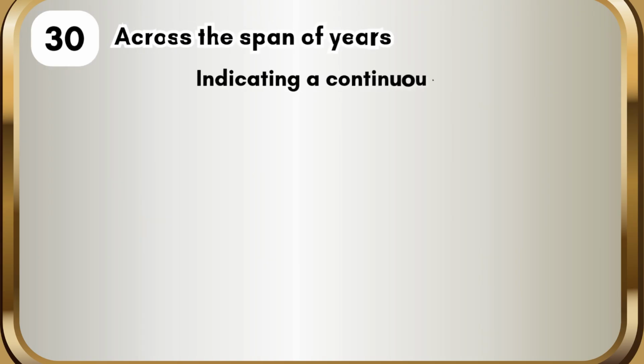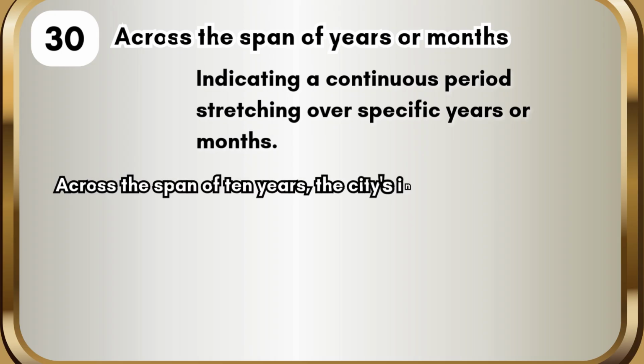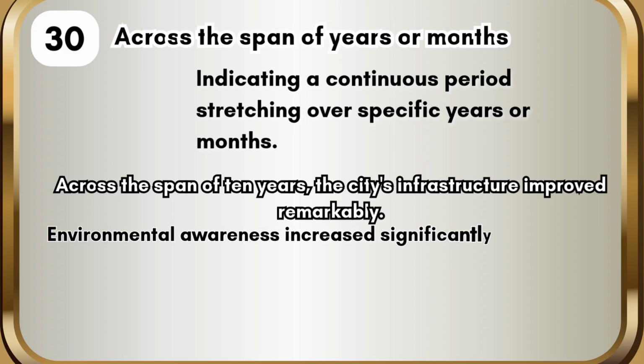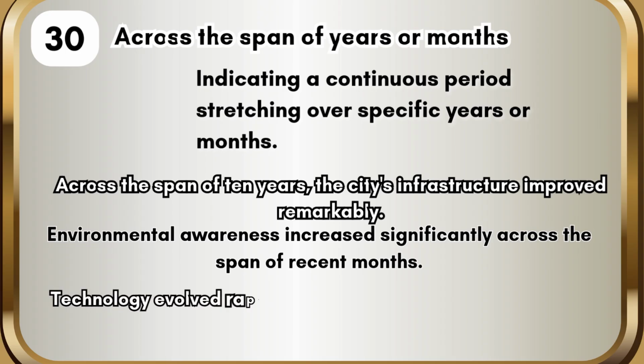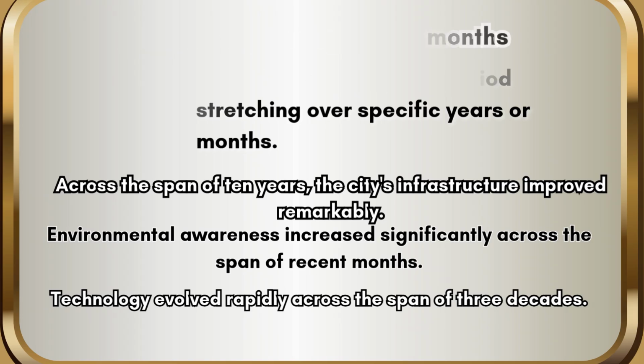Across the span of years or months, indicating a continuous period stretching over specific years or months. Across the span of 10 years, the city's infrastructure improved remarkably. Environmental awareness increased significantly across the span of recent months. Technology evolved rapidly across the span of 3 decades.